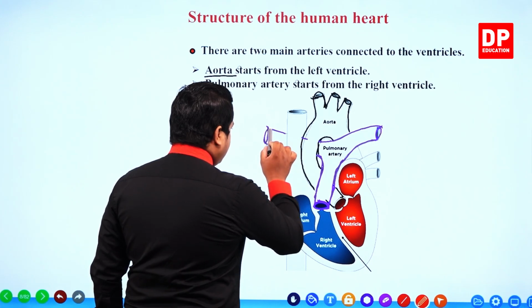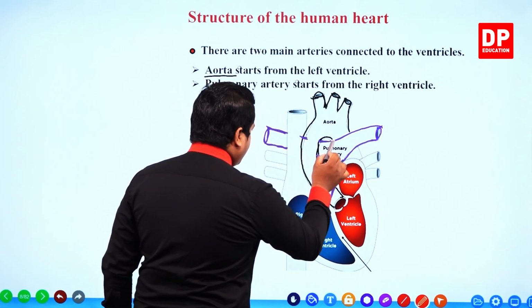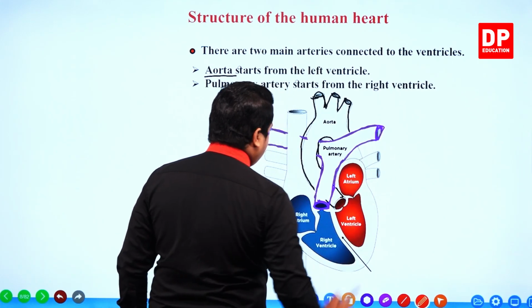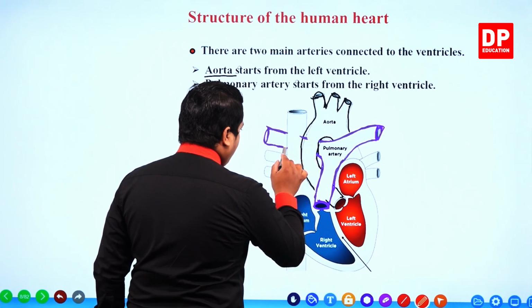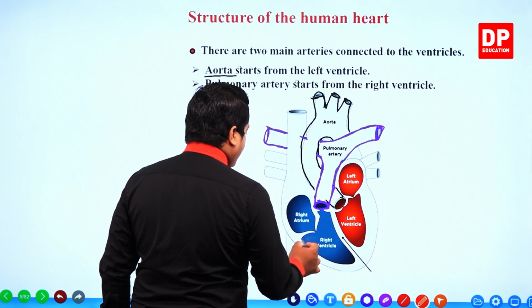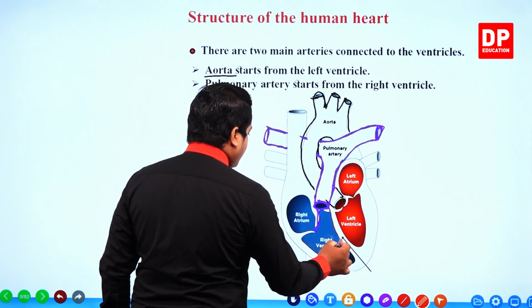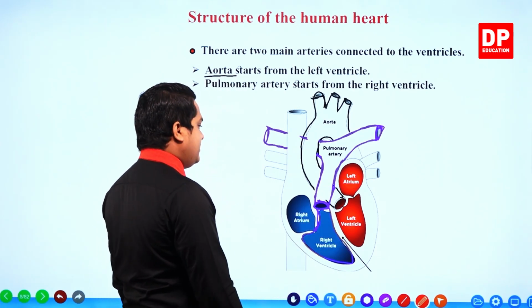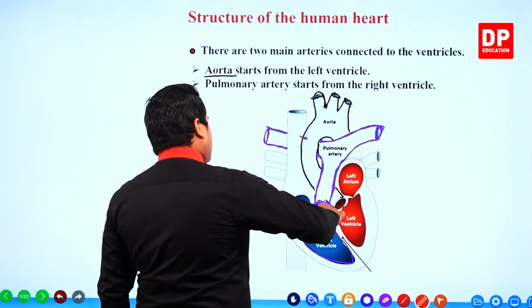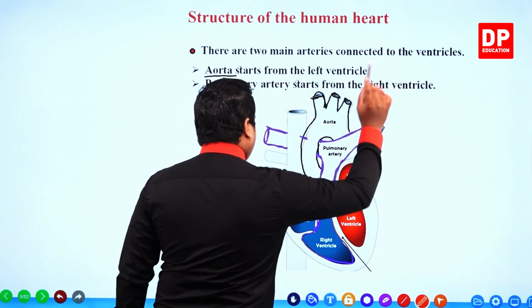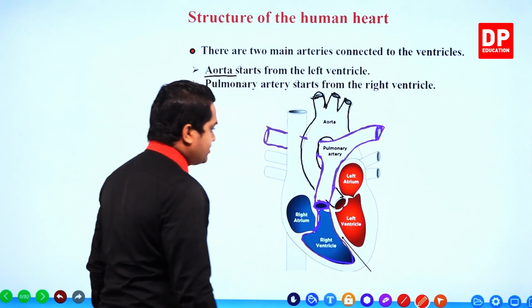So I'm drawing it to show you. This is the pulmonary artery. So pulmonary artery directly connects with the right ventricle. You can see here it connects with the right ventricle. It opens to the right ventricle, you can see here very clearly. And from the right ventricle, it's going to pump blood towards the lungs in order to mix with oxygen.